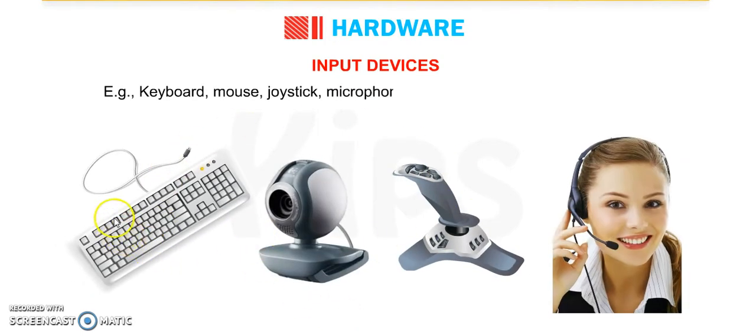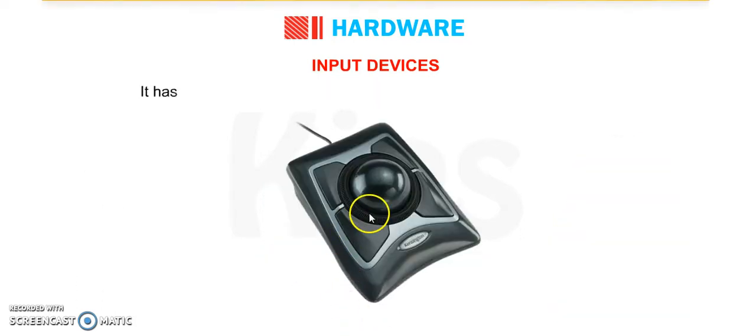Like you can see, what is this? This is a keyboard. And this, what is this? This is a web camera, right? And this is a joystick. It is used for playing games. And this is a microphone for recording sounds. Okay, I will explain to you one by one.